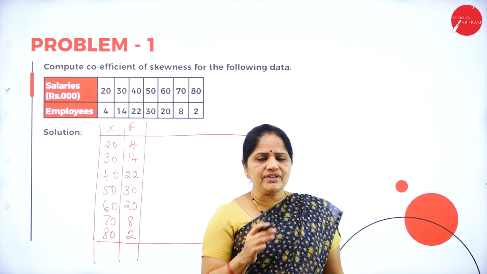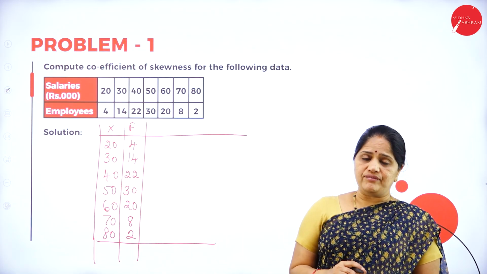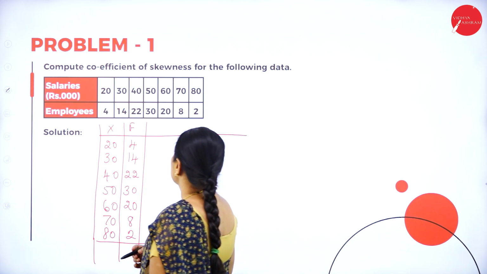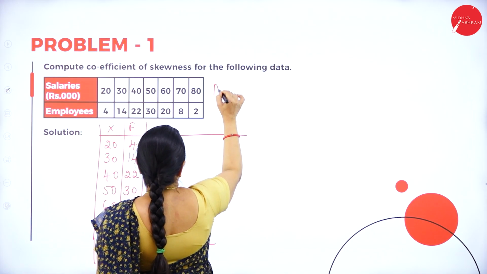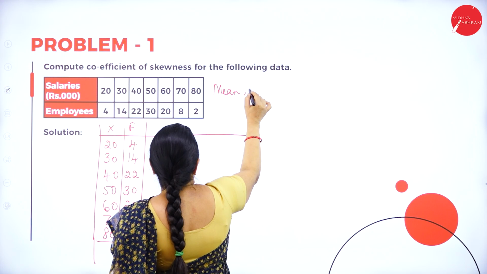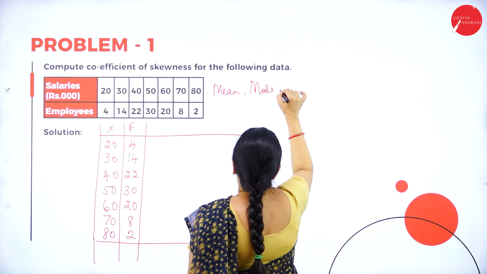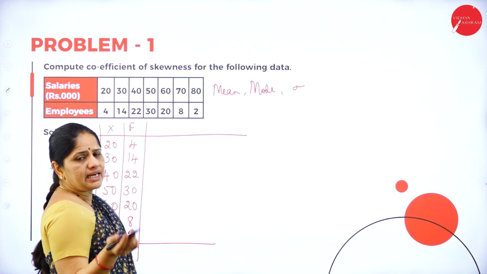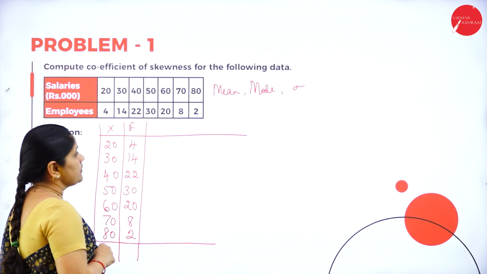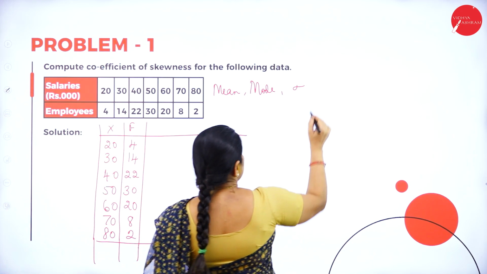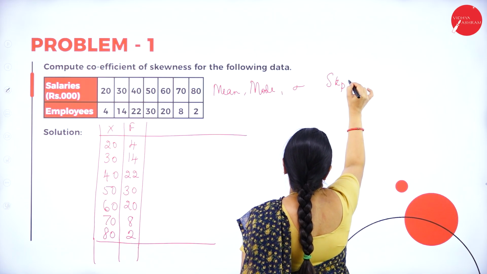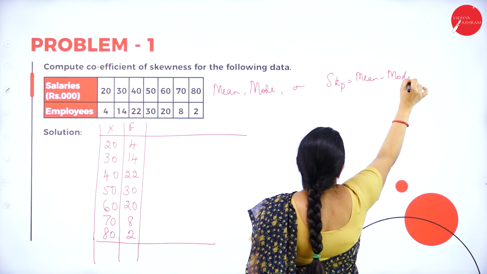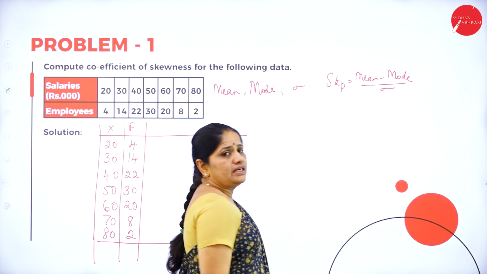So, first thing, whenever we have to find the skewness, we have to find the measures of dispersion. First, I will find the mean, then I have to find the mode, then I have to find the standard deviation. If I have all this, then I can always find out the skewness. So, what is the formula for skewness? SKP equals mean minus mode divided by standard deviation.